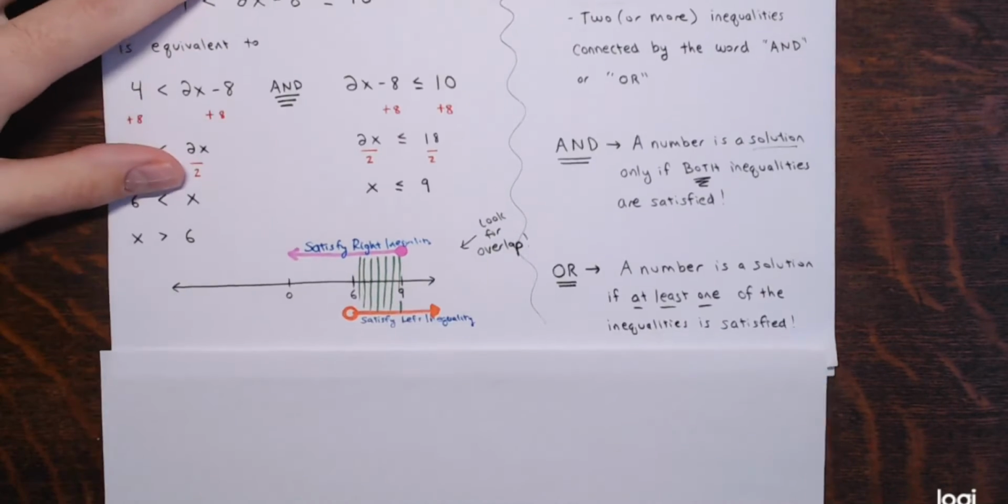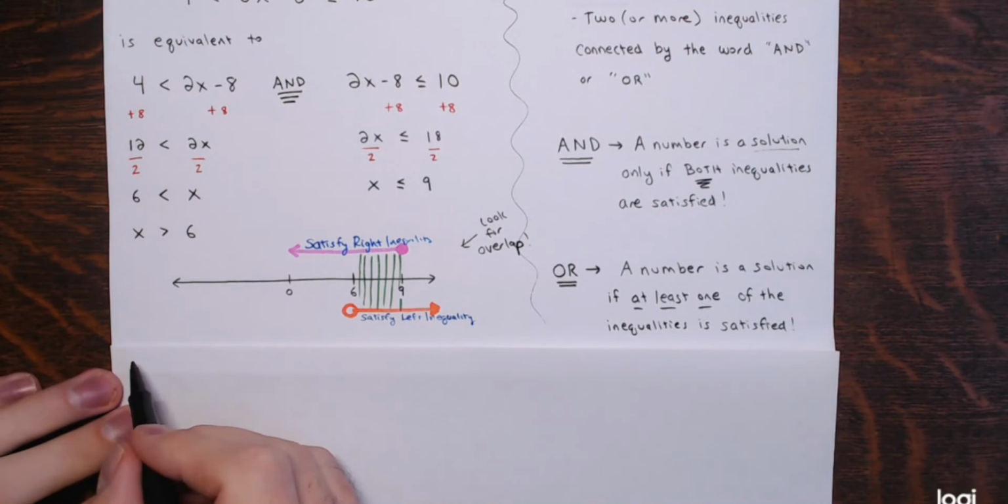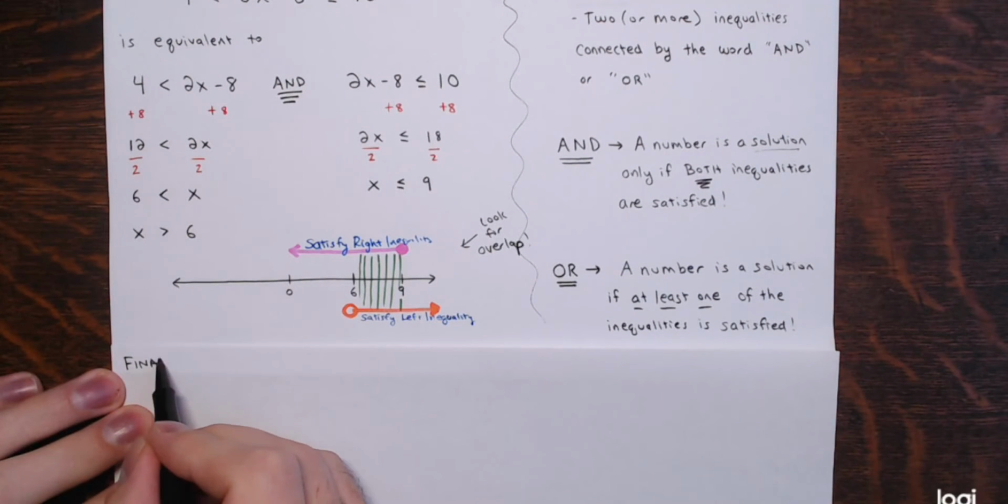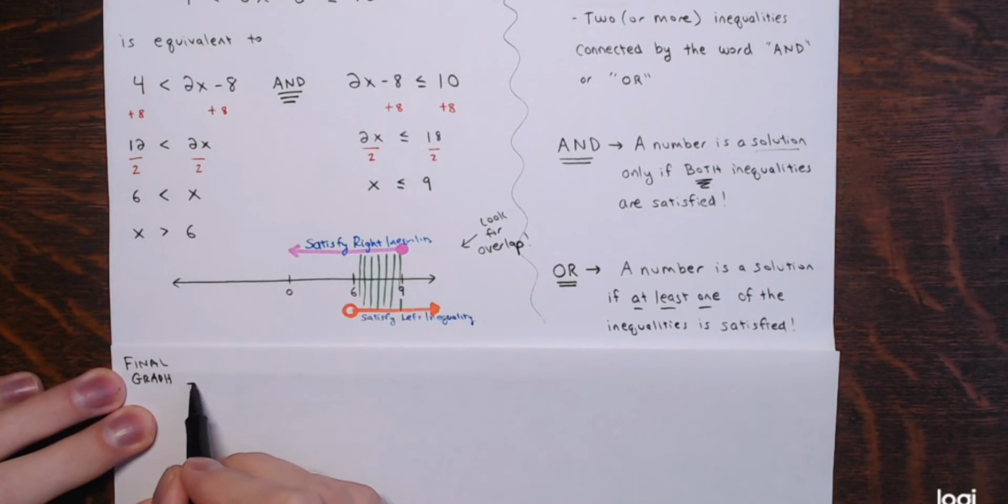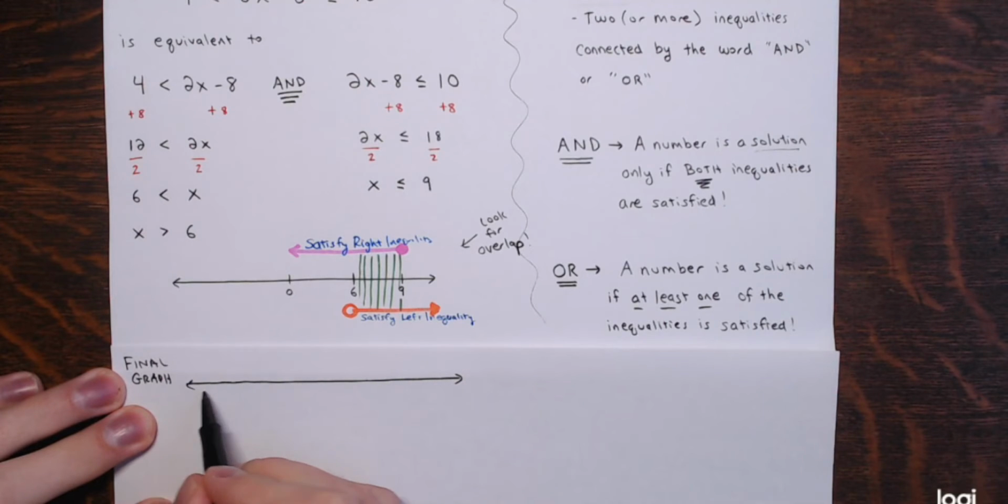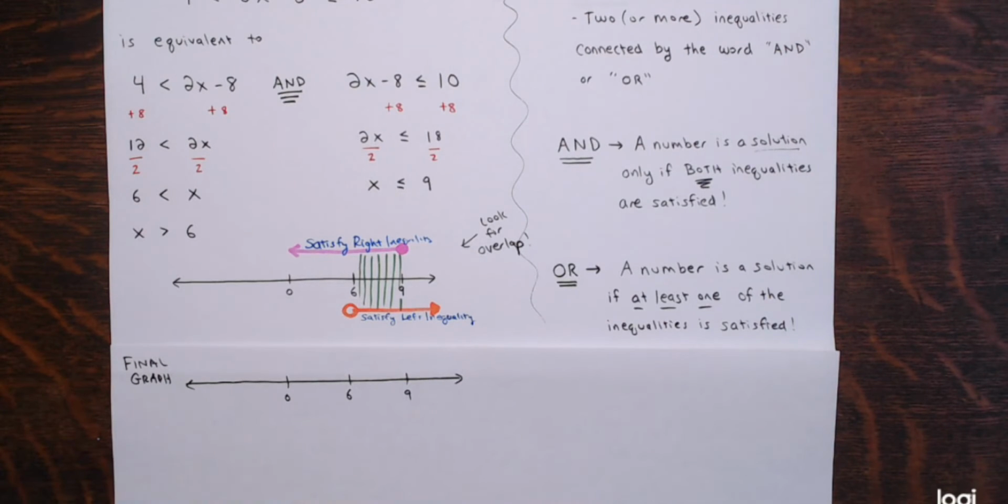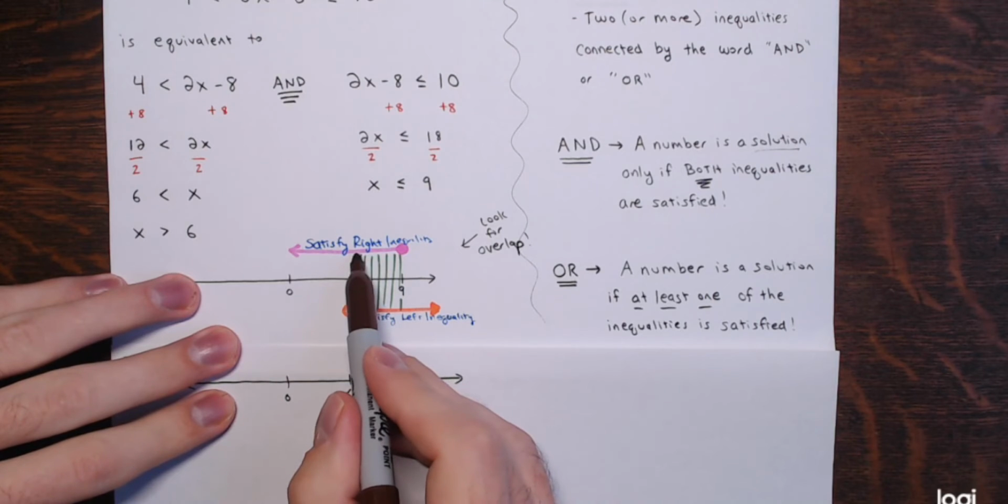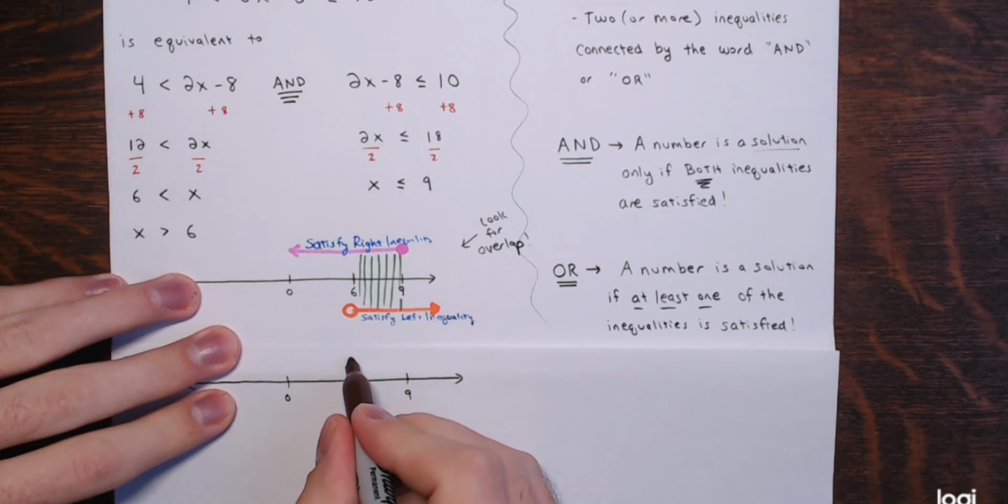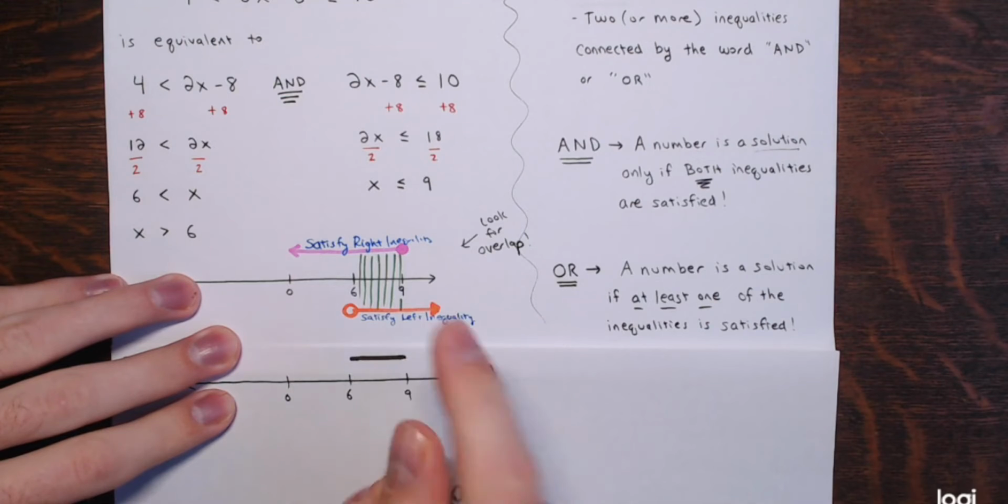So the graph I'm going to finish with, the final graph of the solutions of this compound inequality. I'll try to line things up. There's 0. Here's 6. Here's 9. Notice the only numbers that satisfy both inequalities, the left one and the right one, are the numbers between 6 and 9. The numbers between 6 and 9 are on both these graphs.